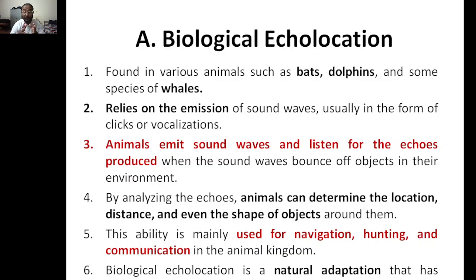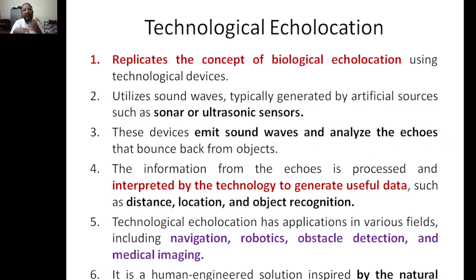So biological echolocation is a natural adaptation that has evolved over millions of years. So this is about biological echolocation. Technological echolocation, the first point, replicates the concept of biological echolocation. Whatever biological echolocation is, you replicate it, you make a device or a mechanism out of it.